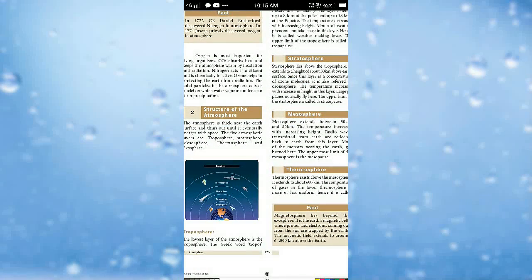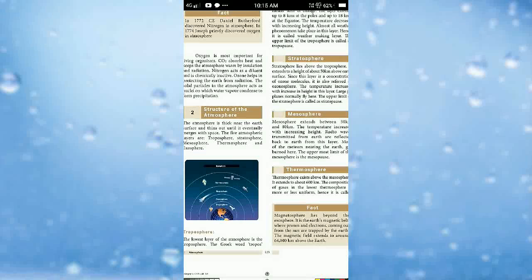Structure of the atmosphere. The 5 atmospheric layers are troposphere, stratosphere, mesosphere, thermosphere and exosphere. Now I am going to tell about troposphere. The lowest layer of the atmosphere is the troposphere. The Greek word tropos means turn or change. What is the meaning of the Greek word tropos? Tropos means turn or change.